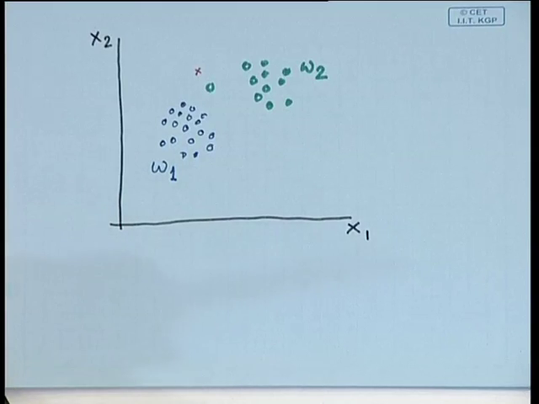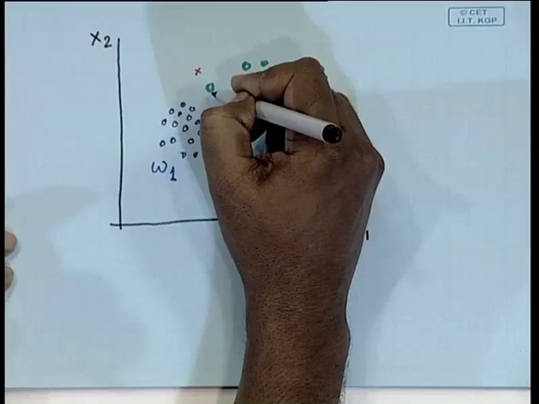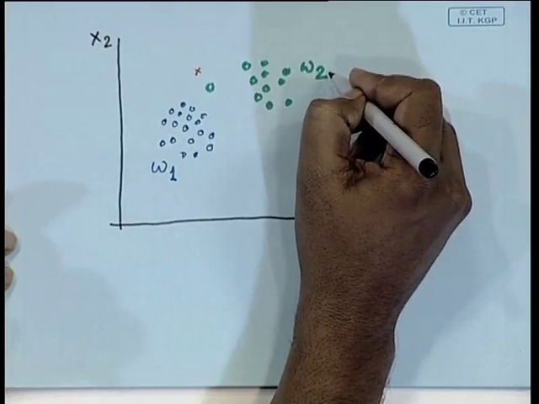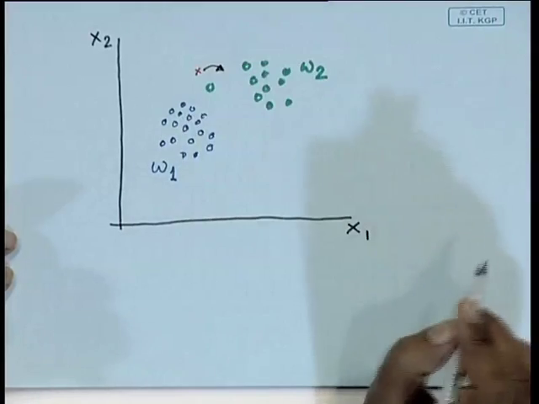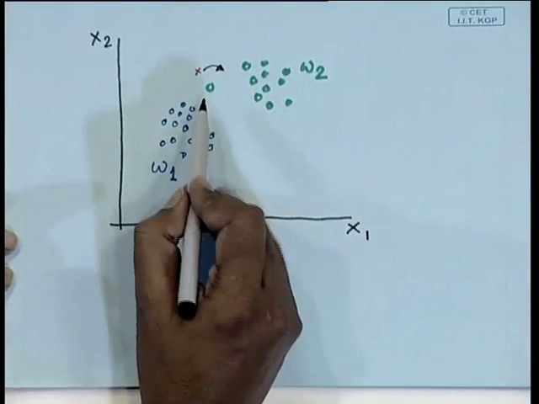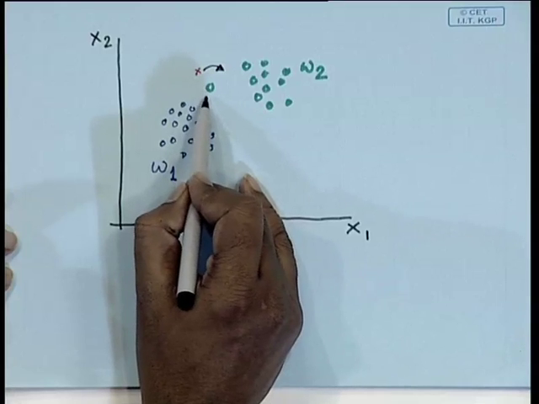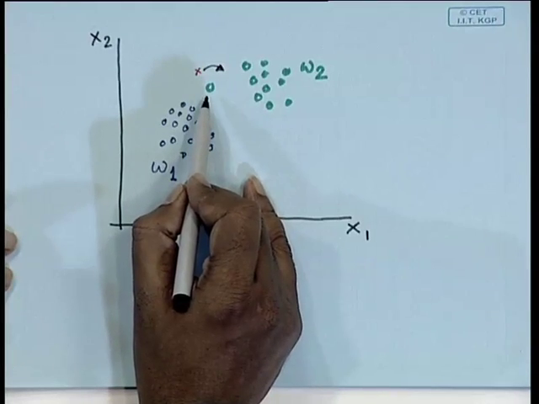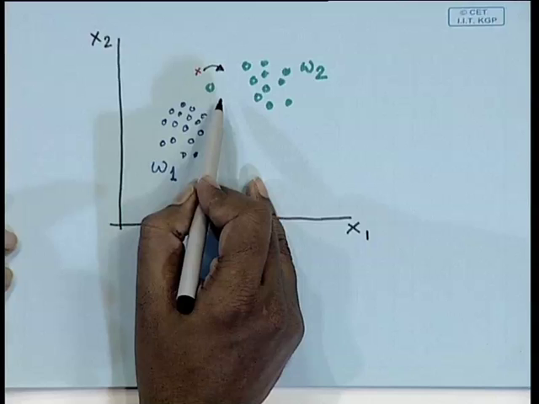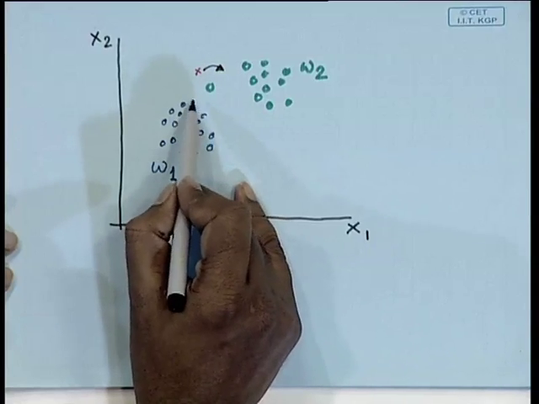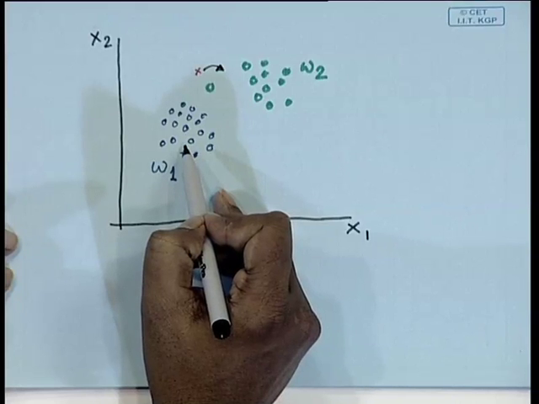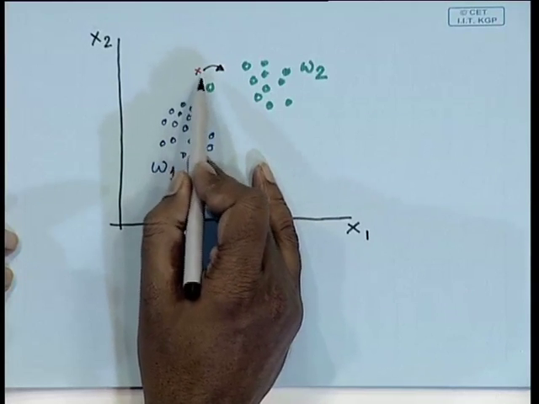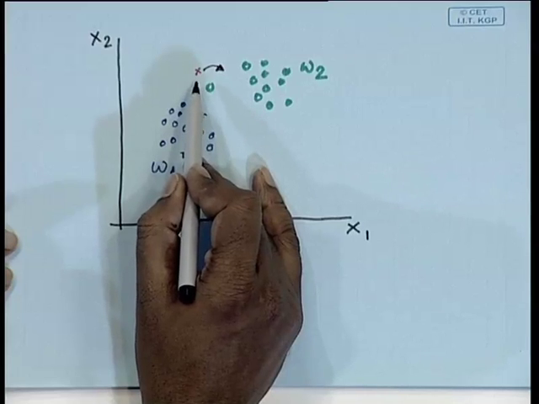Okay. So, you find that as before, this unknown sample will have a minimum distance from this training sample which belongs to class omega 2. So, I will classify this sample to belong to class omega 2. However, you find that here I have a single sample from class omega 2, whereas I have more samples from class omega 1, which should actually influence the classification of this unknown sample.